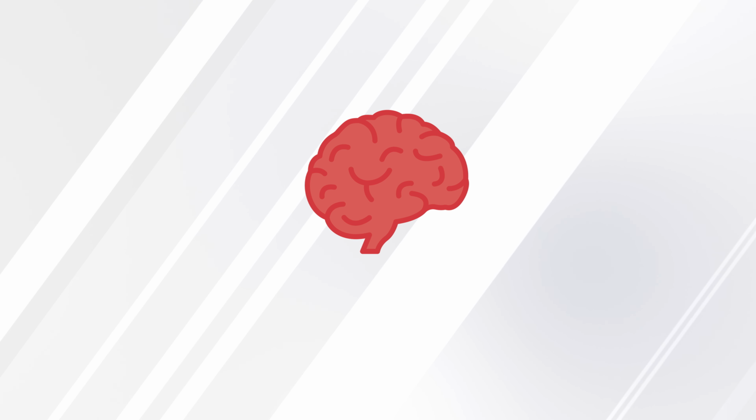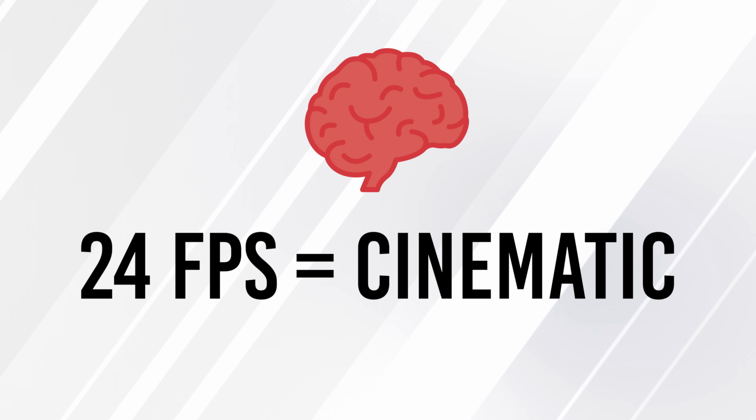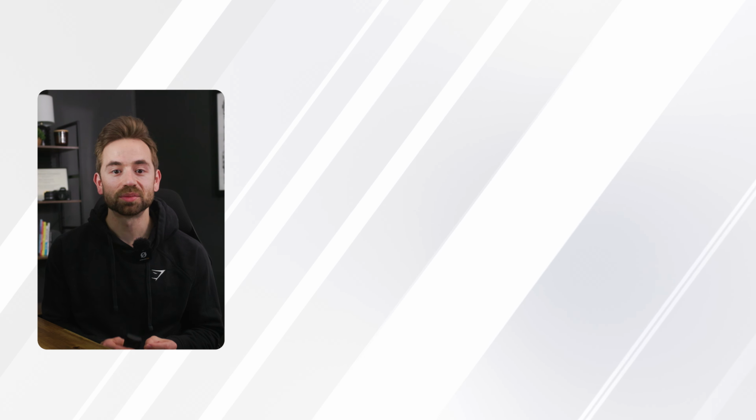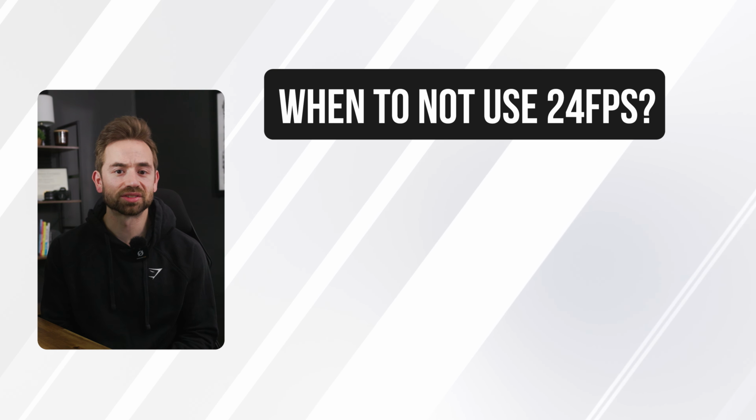Well, after about 100 years of watching movies in 24 frames per second, our brains have been conditioned to associate cinematic footage with 24 frames per second, because even to this day, that's what movies are still shot in. So even if you're not shooting a movie, when should you use 24 frames per second in your videos? And that really just comes down to your preference.